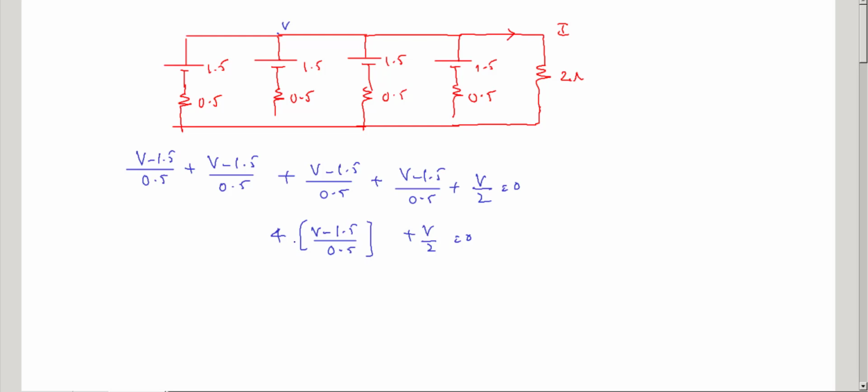If you solve this, you get the voltage. If you solve this, you get the voltage. From this, I equals V by 2. Okay, so this is the actual procedure that we follow in nodal analysis.